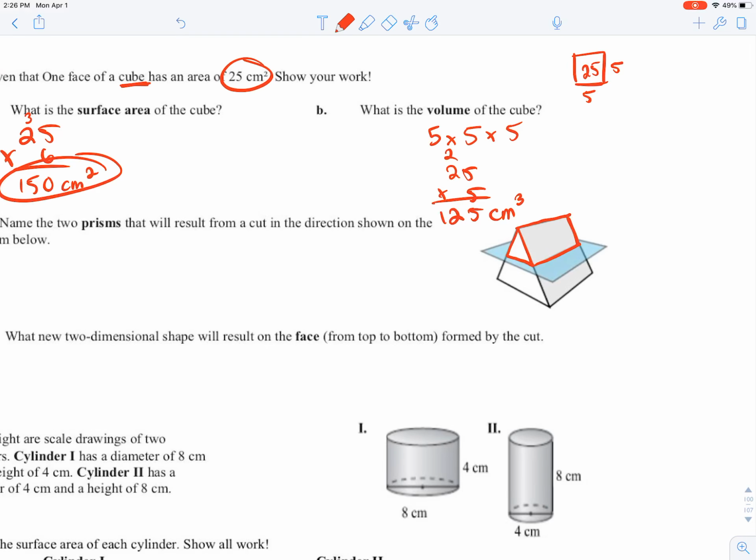Hopefully you can name this top prism that I've highlighted in red. So we'll say prism 1, or we could also say figure 1. Prism 1, well, what type of prism is that? You would say, well, I notice that the base is a triangle, so I'm going to say a triangular prism. Okay, but we need to name the one on the bottom, prism 2.